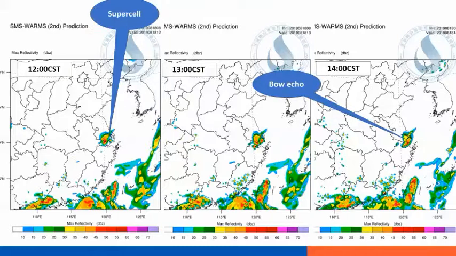These are the model composite reflectivity forecasts at the initial time of 8 o'clock CST. On the left, it is at 12 o'clock. In the middle, it is at 13 o'clock. On the right, it is at 14 o'clock. From these 3 hours of model forecasts, a similar bow echo or supercell embedded in the multi-cell initiates at the west of Shanghai.